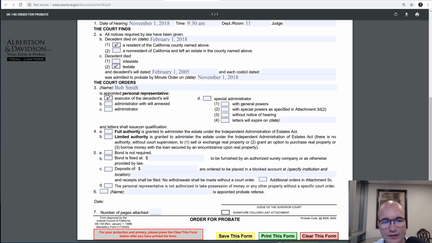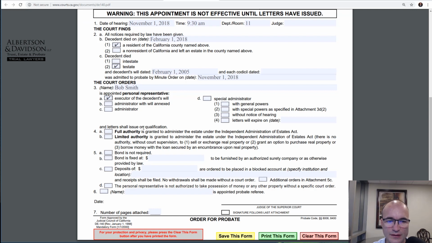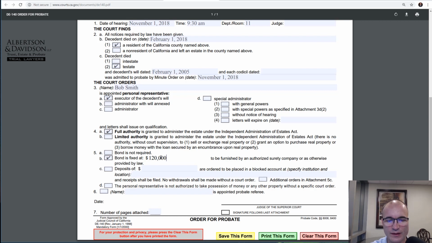And letters shall issue on qualification, which means that you have to do certain things to get your letters, with full authority, if that's what the court granted, or with limited authority. And then down in number 5, either bond is not required, or if the court did require a bond, then bond is fixed at a certain dollar amount. So let's say the court said, well, I want you to have a $120,000 bond, then that's what you put right there as part of the order.